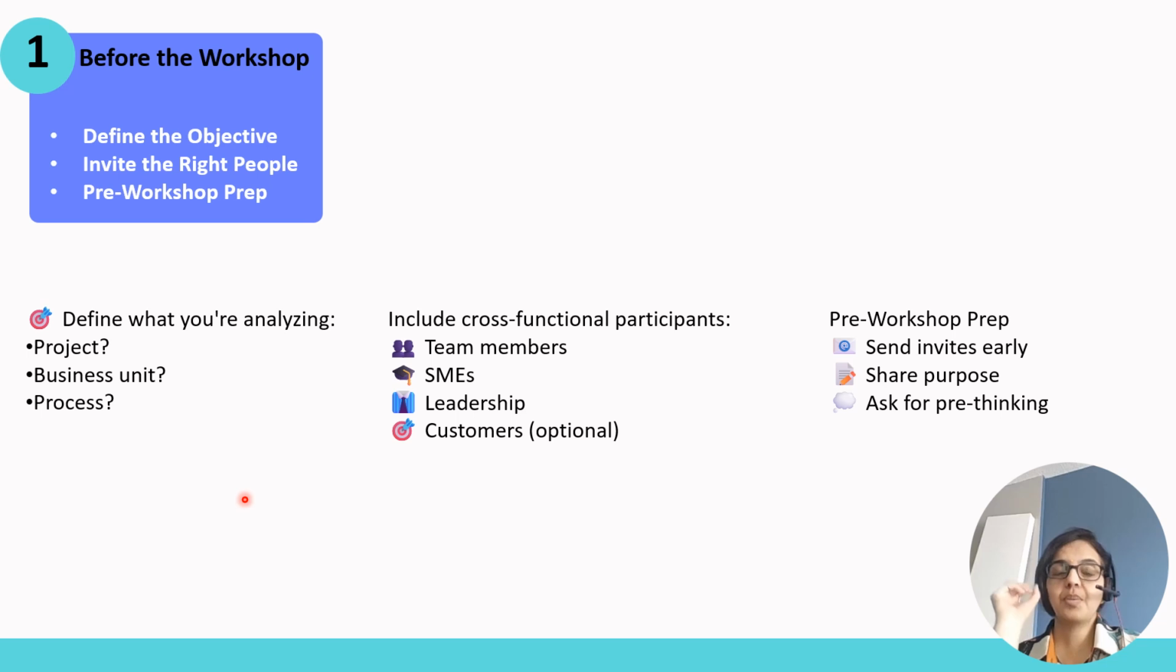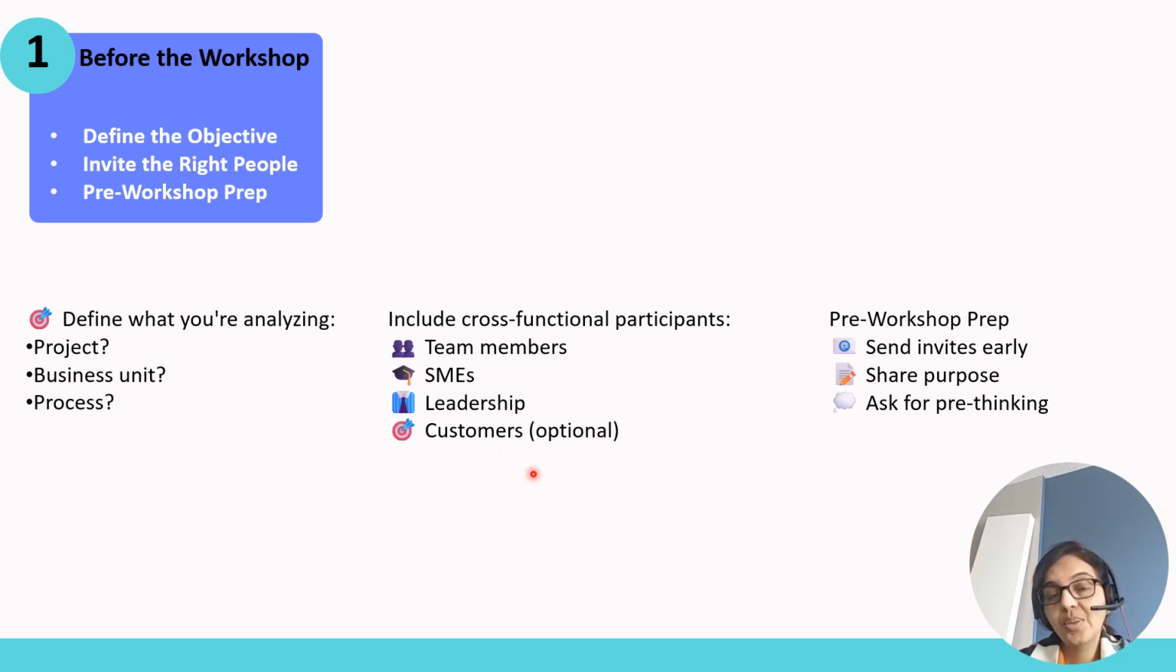The first and foremost is to identify the scope and objective, which means what are you analyzing and what do you want to achieve. So I want to analyze my current customer ticket creation process to improve efficiency. So that is a good example of objective and scope. So that you need to identify first.